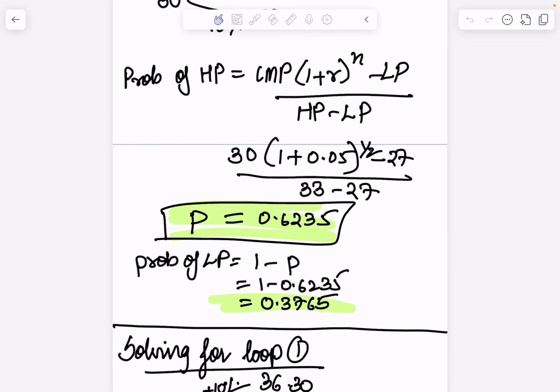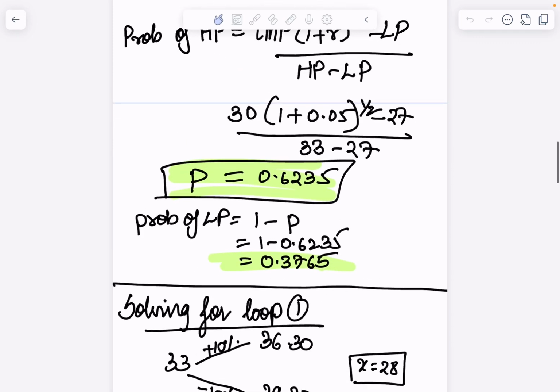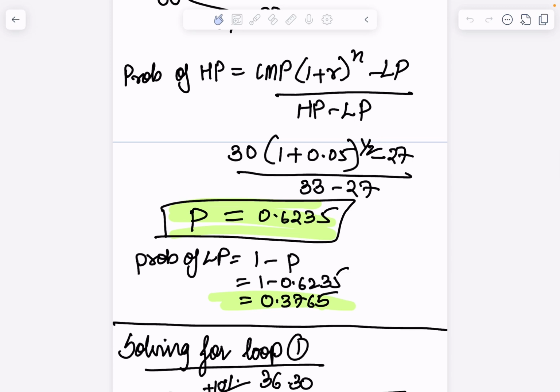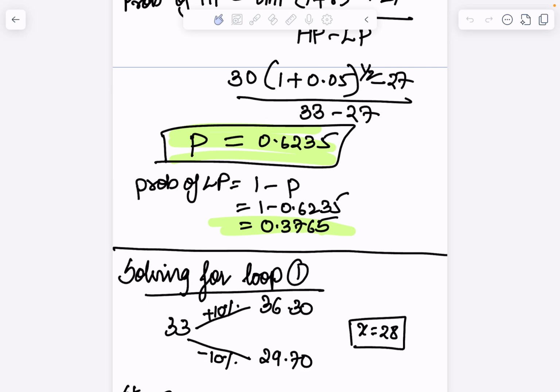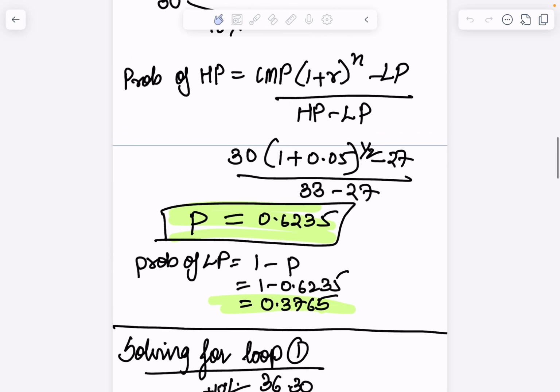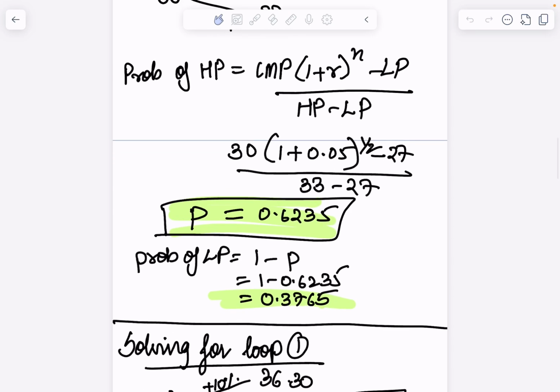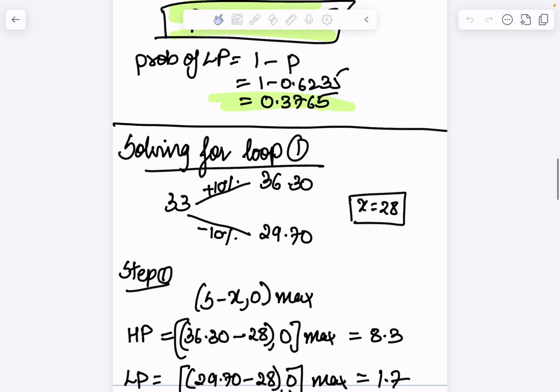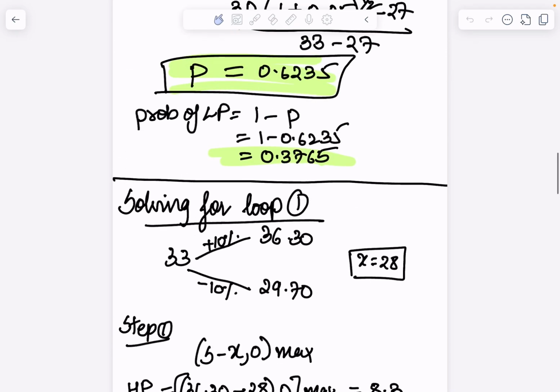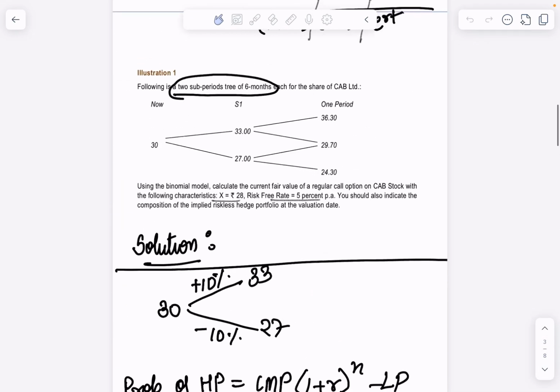So we solve this and we get probability of high price as 0.6235. Now let's find the probability of low price by subtracting it from 1. So we will get 0.3765. So we solve these values for probability only once as the rate of increase and decrease in all the loops are same.